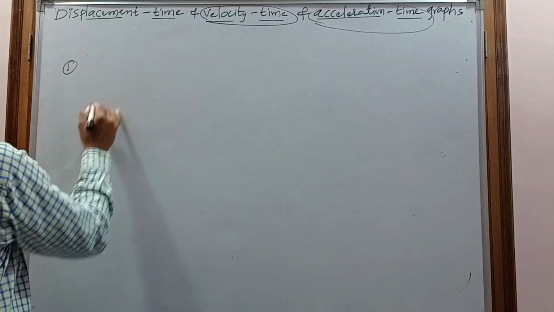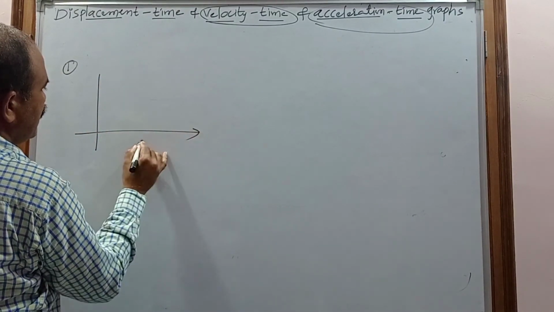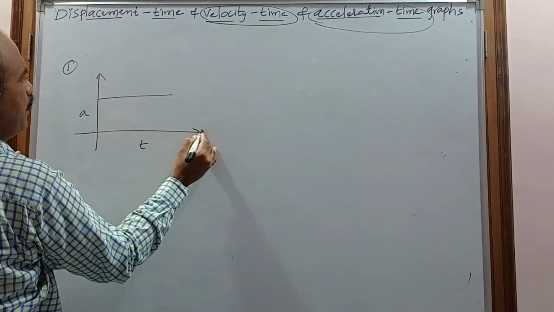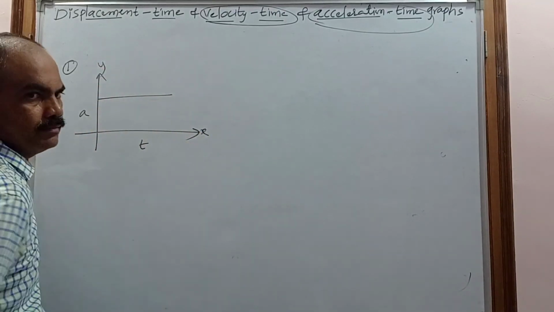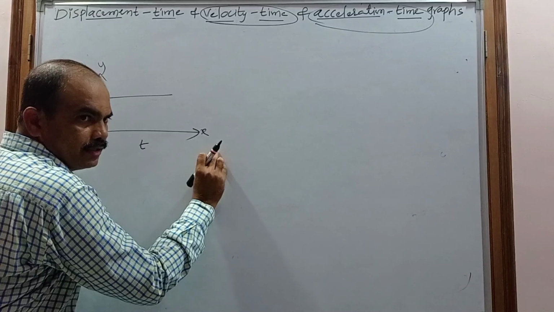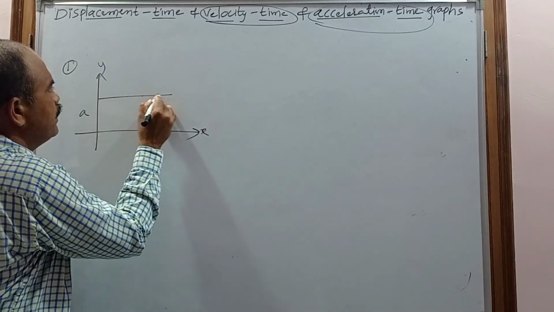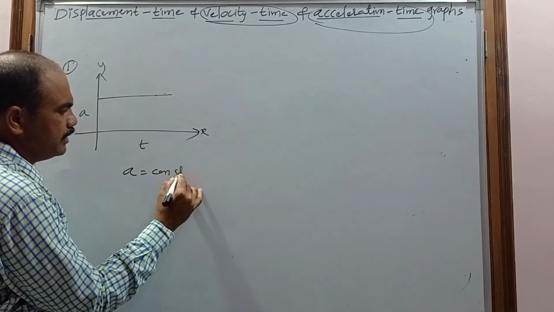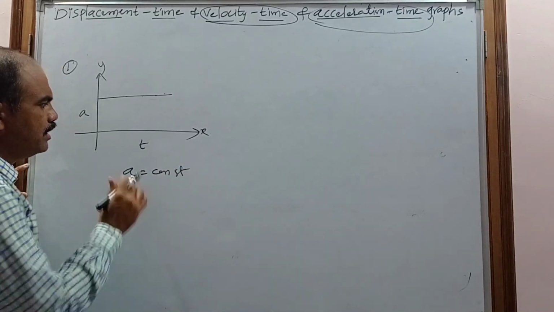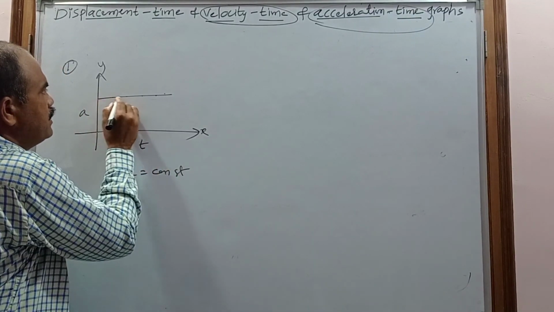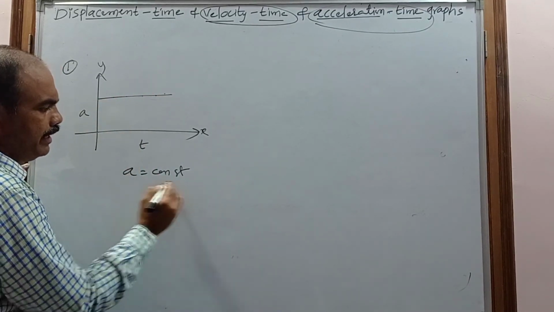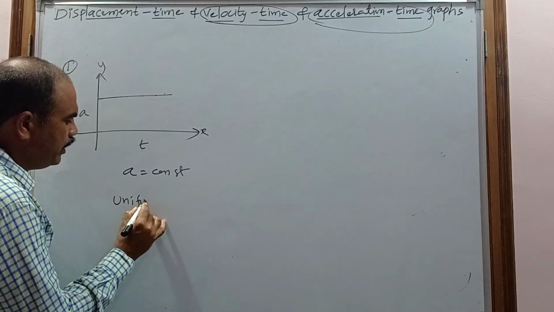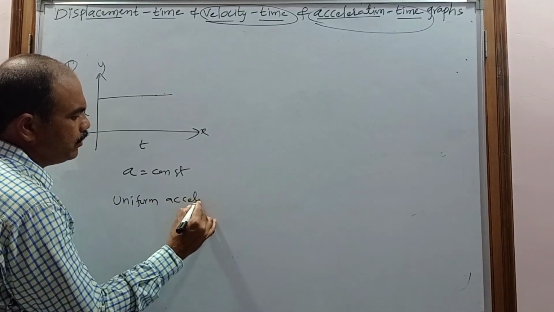If the acceleration versus time graph is parallel to the x-axis, then when the time is changing, the acceleration is not changing with respect to time. When the time is increasing, the acceleration is always constant. That's why this type of motion is said to be uniform accelerated motion.